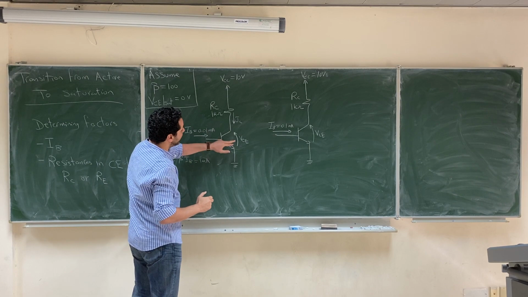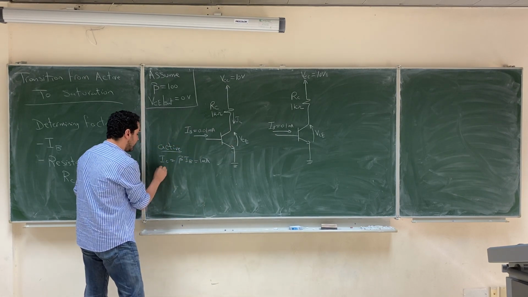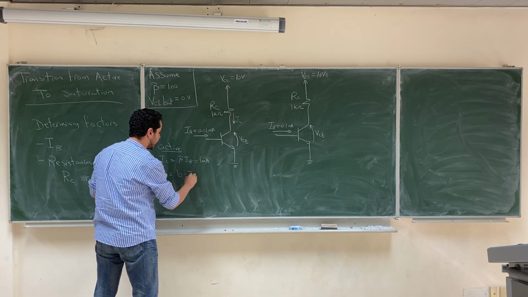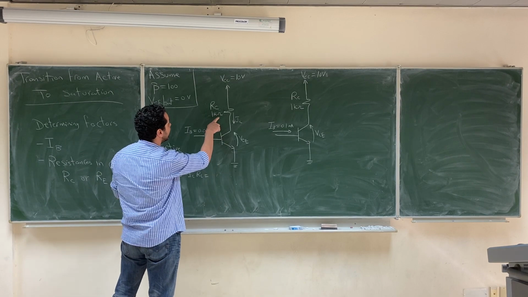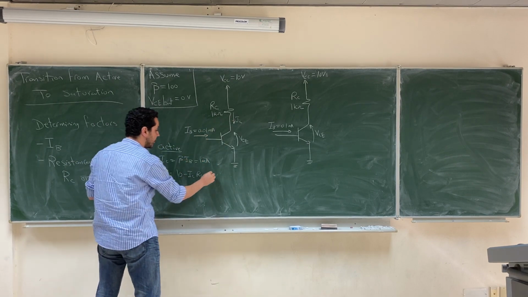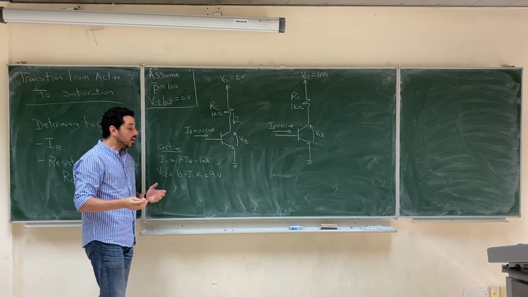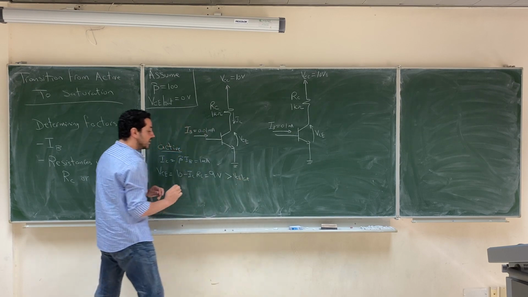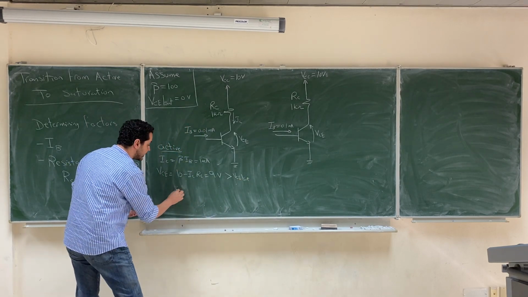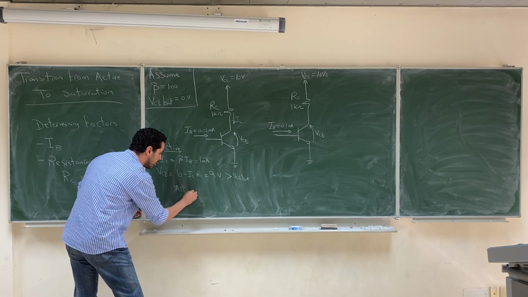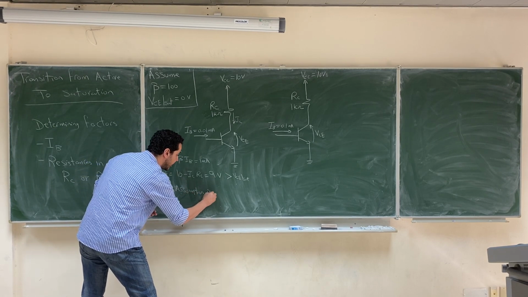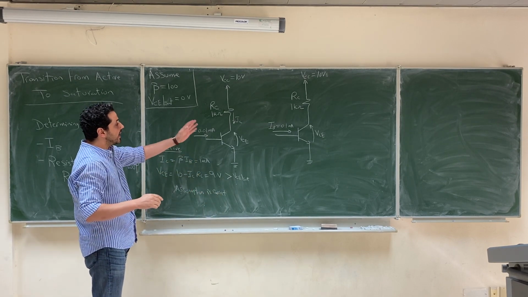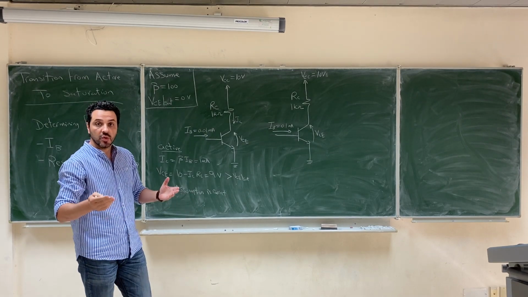Once we calculated IC, we can calculate VCE. VCE will be 10 minus the drop across this resistor, so 10 minus IC RC, where IC is 1 milliampere multiplied by 1 kilo ohm. So this will give you 9 volt. And 9 volt is larger than VCE saturation, right? So we can say here that our assumption of active region is correct. This is our main circuit. We assumed active and we checked and our assumption was correct.